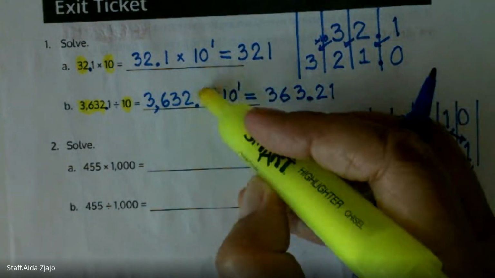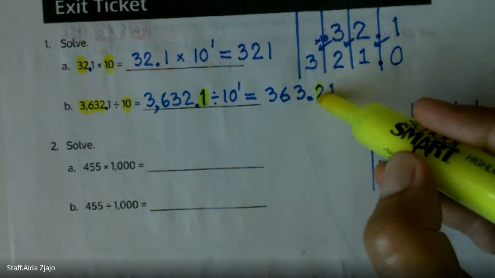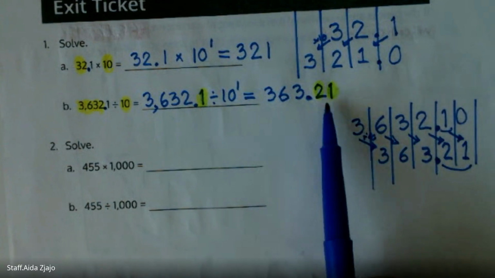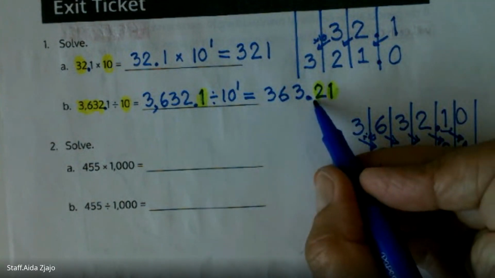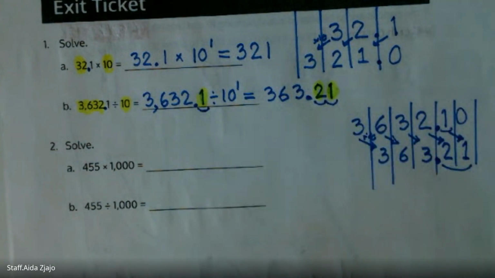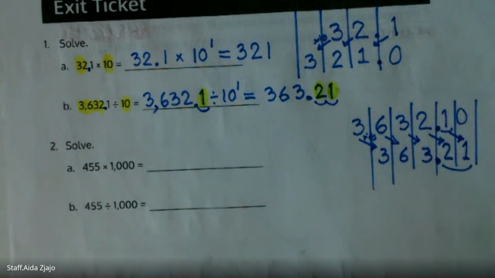When you have one digit after the decimal, it's called tenths. And when you have two digits after the decimal, they're called hundredths, because 10 has 1 zero, and hundredths have 2 place values, while tenths have 1 place value. So that was when you multiply by 10 and divide by 10.